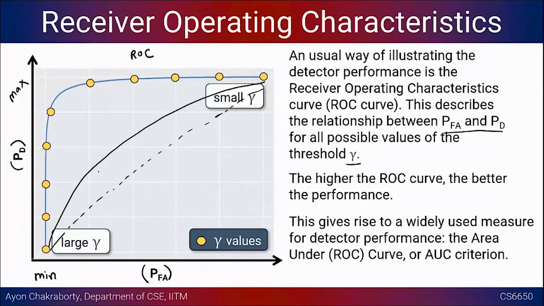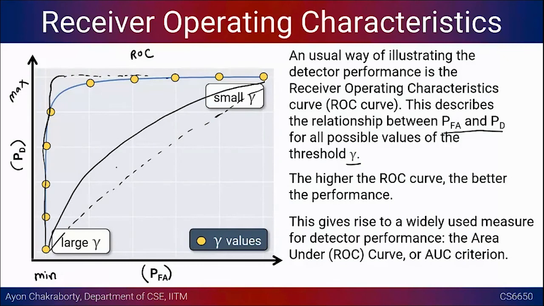Whereas the more peaked the curve is, something which is almost like this, this gives you a very perfect detector performance. So you can design the threshold much more efficiently such that your probability of false alarm is very low, and at the same time you can get a very high value of PD.